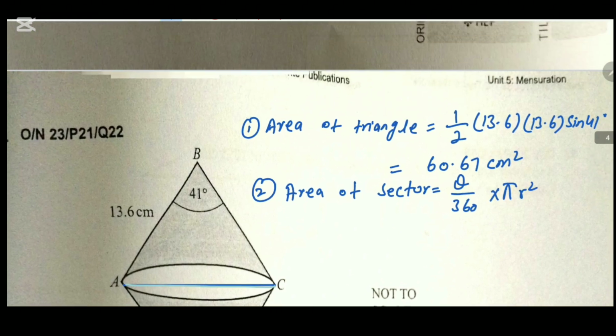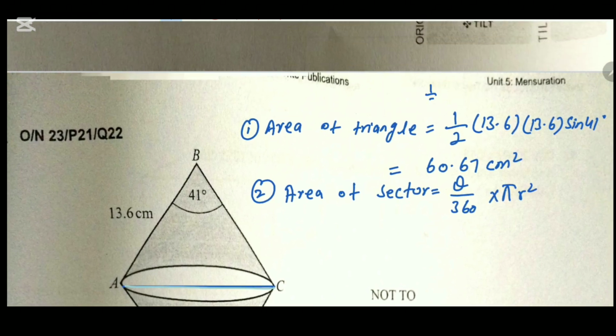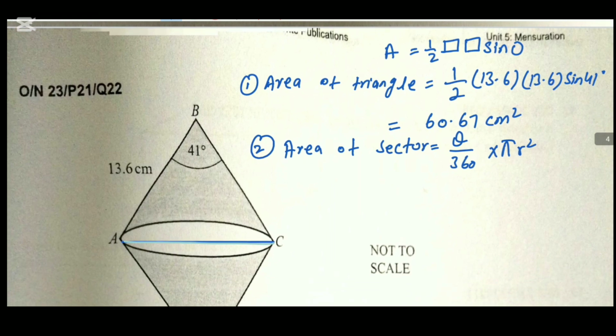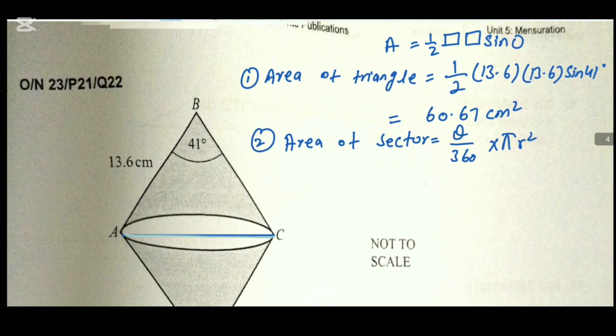Let me write the area of triangle formula, 1/2. The other area of triangle formula is 1/2 box sine circle. In the circle we have to write the angle that is involved in the question, and in the place of the boxes you have to write the neighboring sides of the angle. So this is the other formula of triangle, in which the angle is given to you.